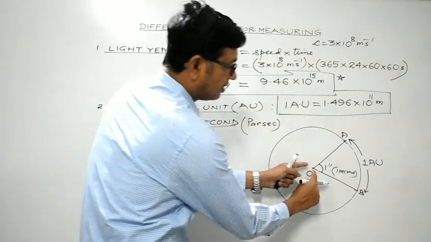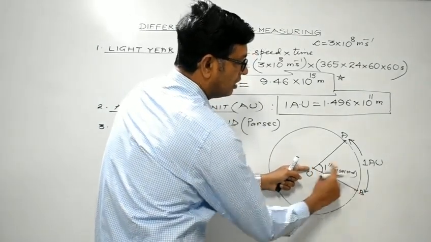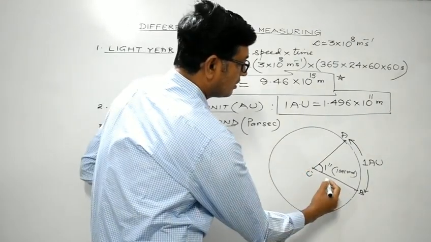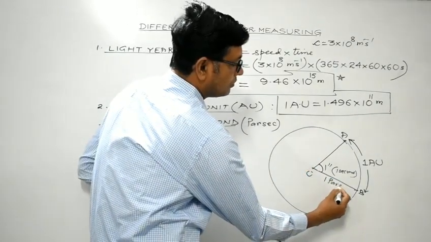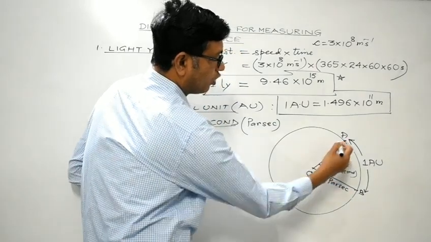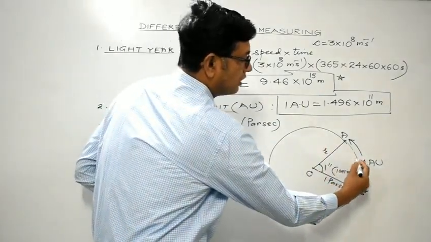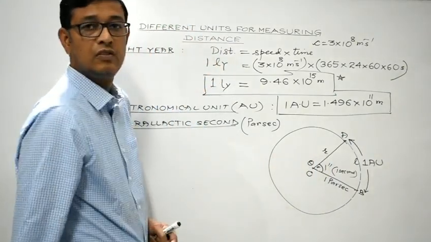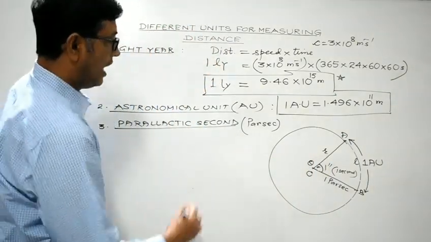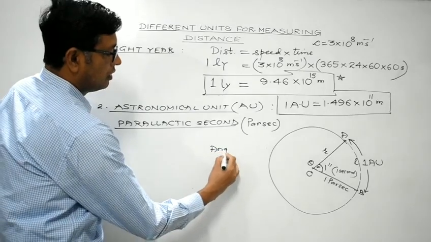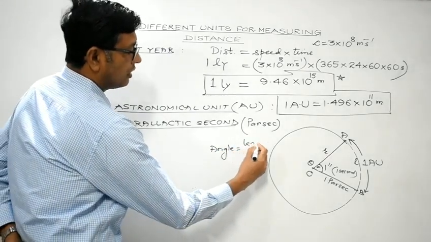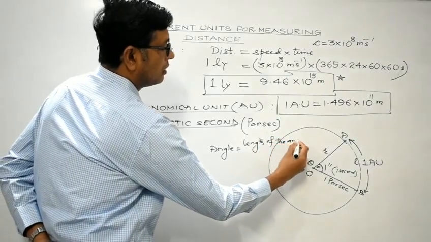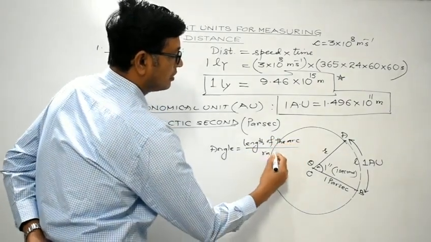In that case, this distance from center to A or center to point B, this distance is known as parsec. This will obviously be the radius. This is the length of the arc, isn't it? And this angle theta. Clear? So, angle we are aware, it's given by length of the arc divided by radius. This is the formula.